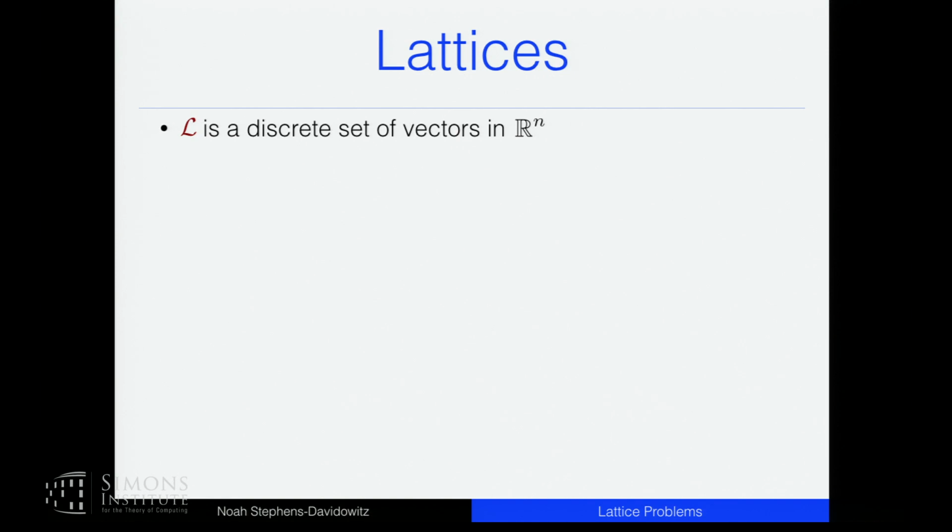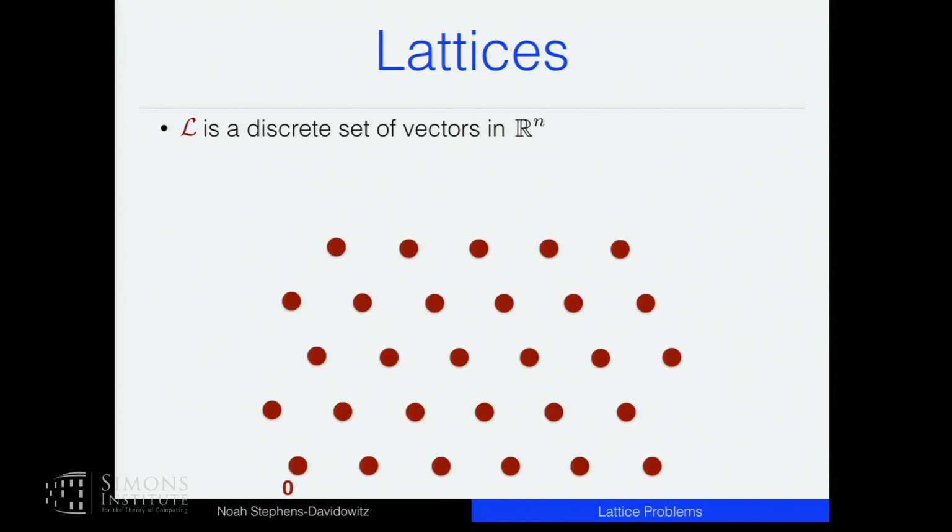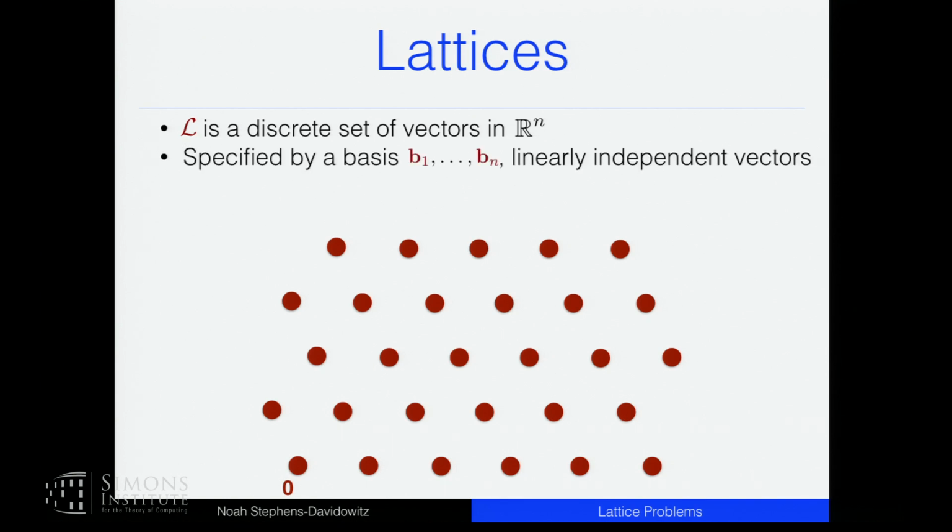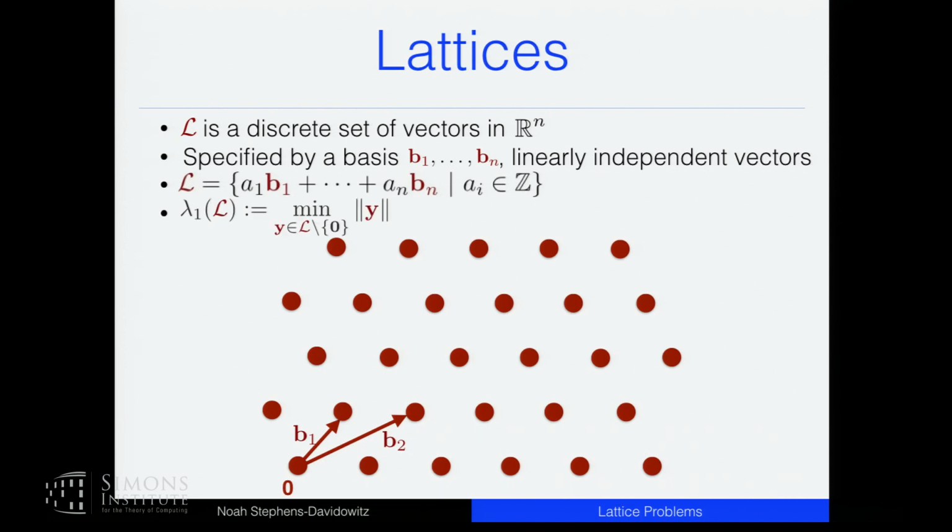Okay, so here's what a lattice is. We know this from Daniele's talk. This is just so you can get used to my notation and my very large dots. Typically a lattice is specified by a basis, B1 through Bn. Here's a basis for this lattice. The lattice itself is the set of integer linear combinations of the basis vectors.